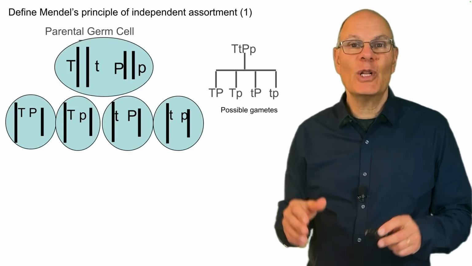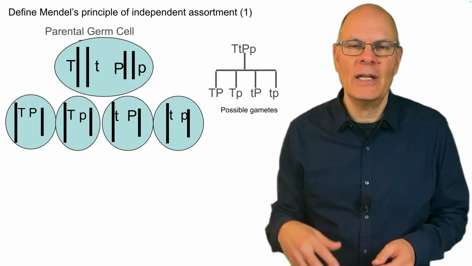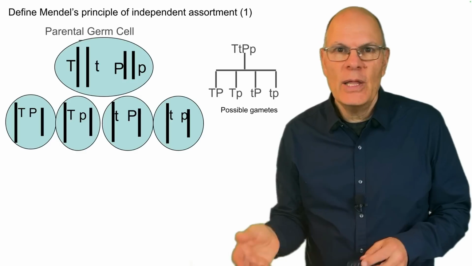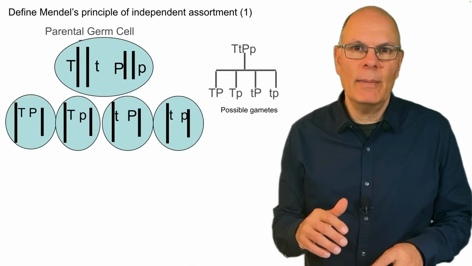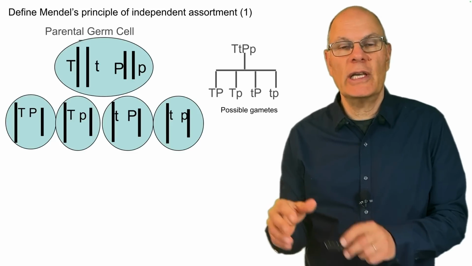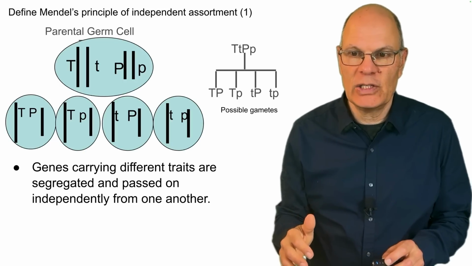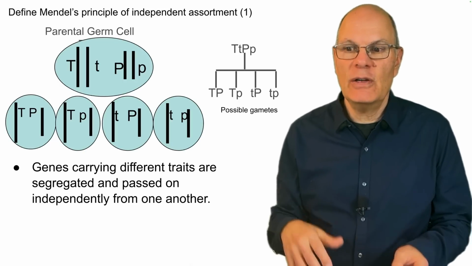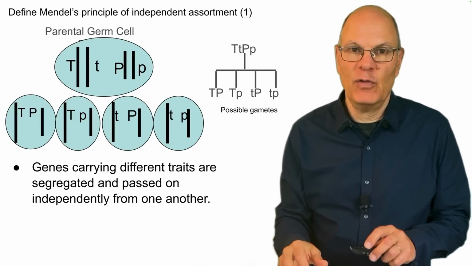Define Mendel's principle of independent assortment. Independent assortment, it's what we talked about in the context of meiosis. This is essentially the same process. Mendel was able to intuit this just looking at the transmission of traits from one generation to the next. Genes carrying different traits are segregated and passed on independently from one another.